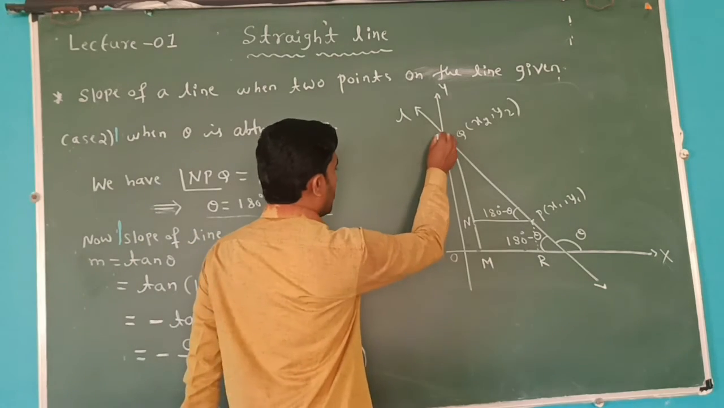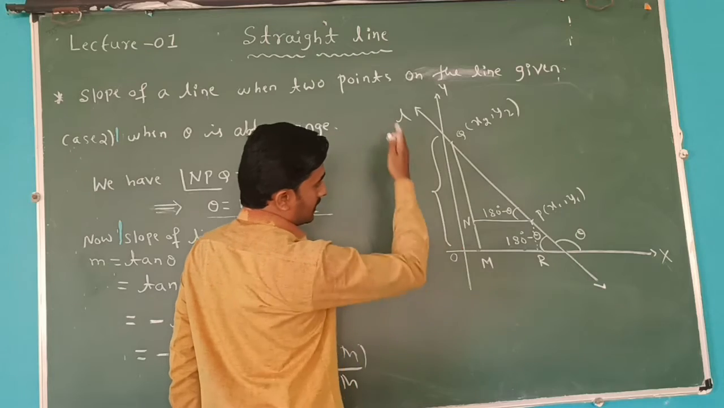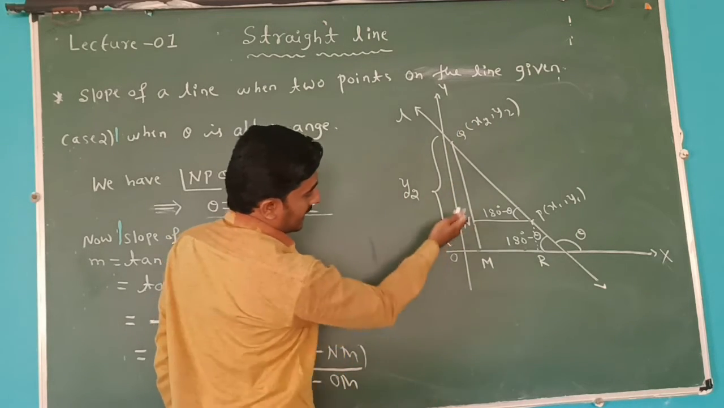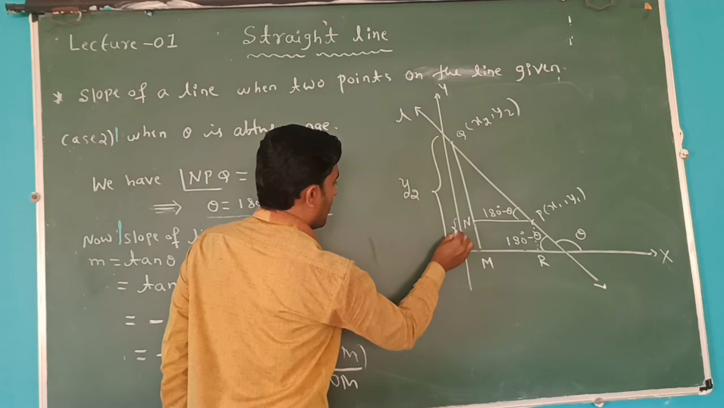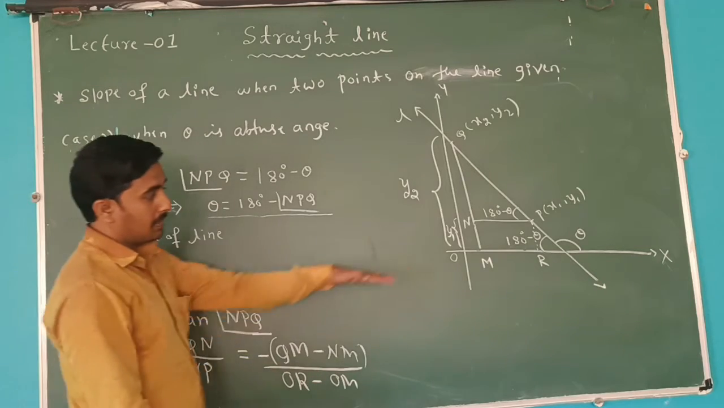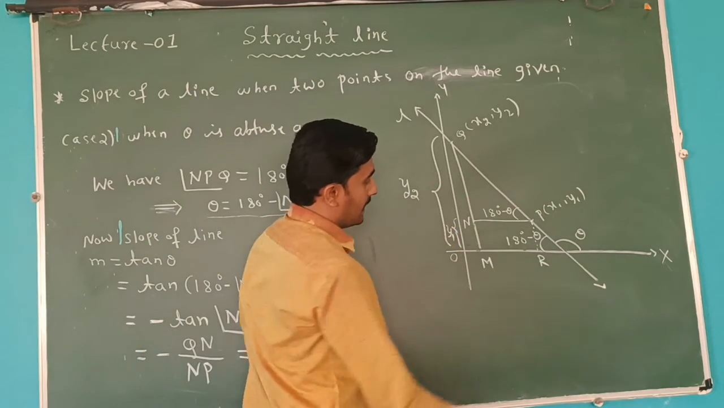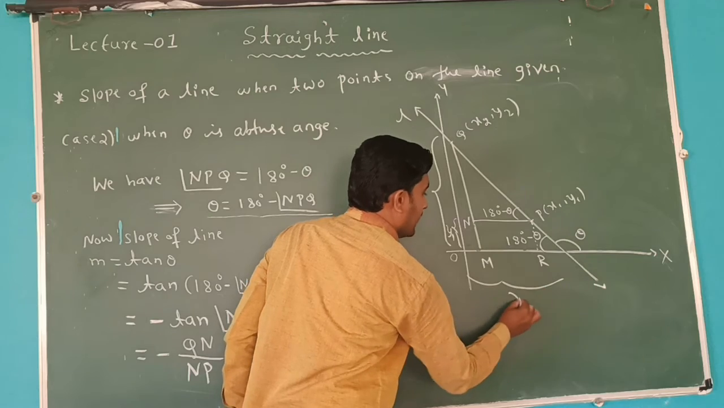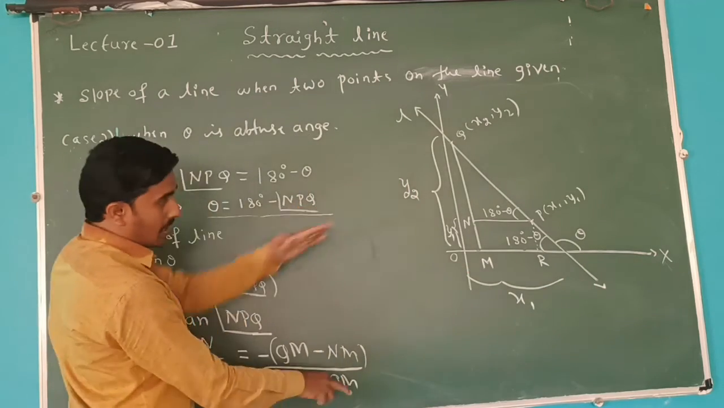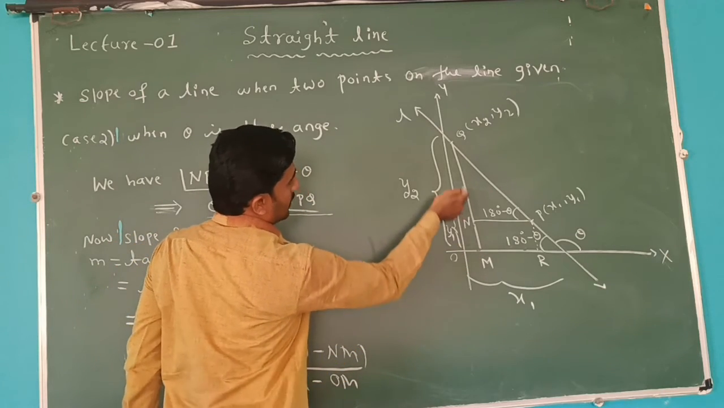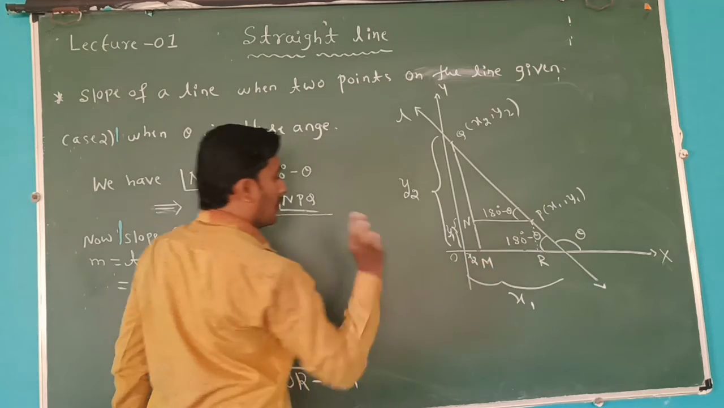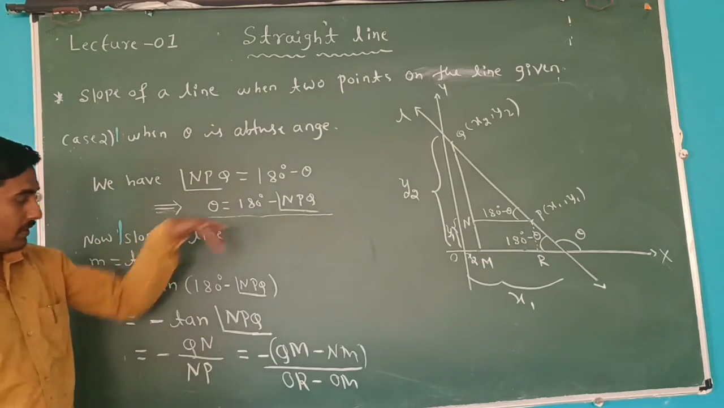QM is the total. This is the y coordinate. What is the y coordinate here? This is y2. And NM is y1. And OR is nothing but what? The x coordinate of this point, which is x1, and minus OM. OM is nothing but the x coordinate of this point, so OM is x2. Clear? Now substitute the values here.